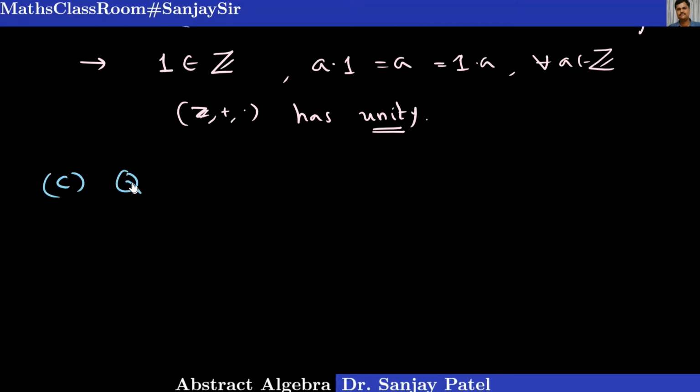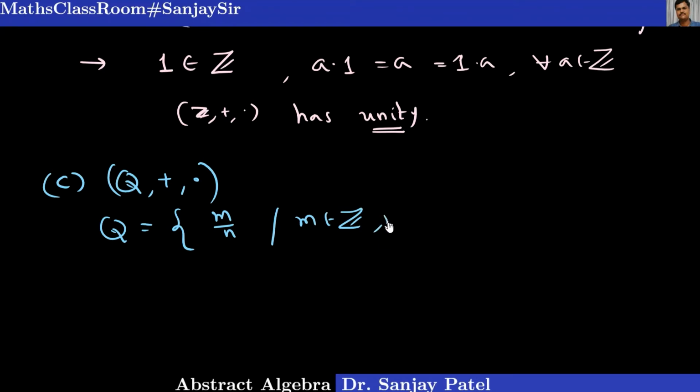The set Q, plus, dot. We want to discuss this. What is Q? You know very well. It is the set of all numbers of the form m upon n, where m belongs to Z and I can take n belongs to N.